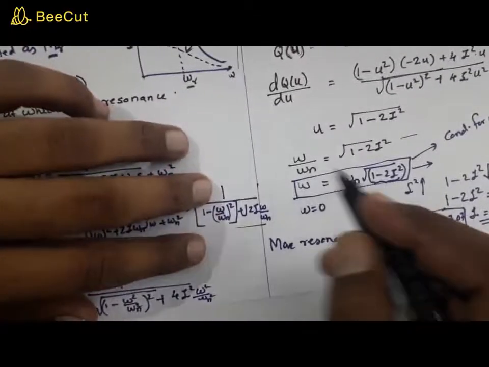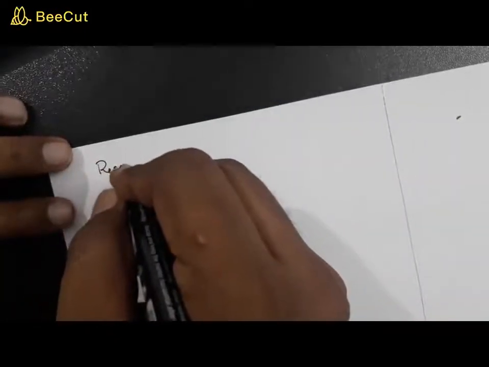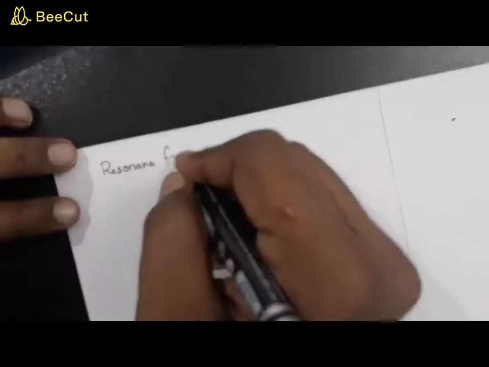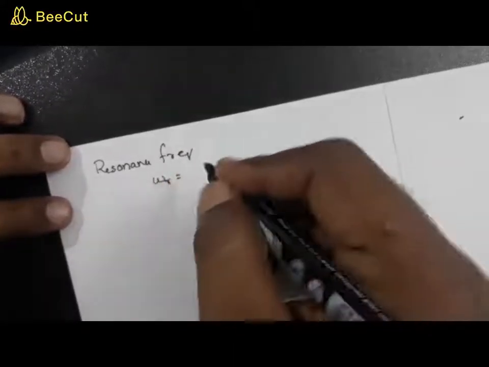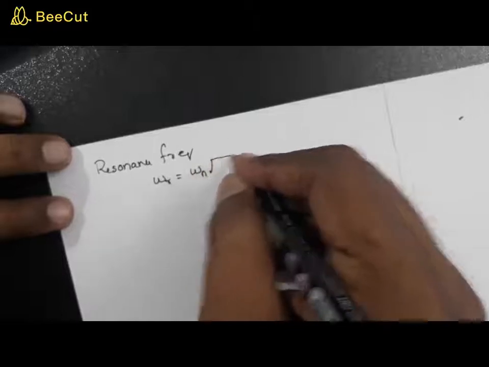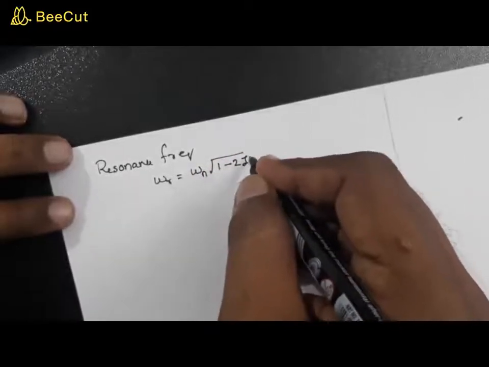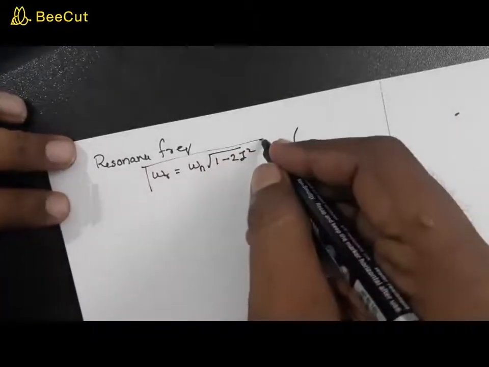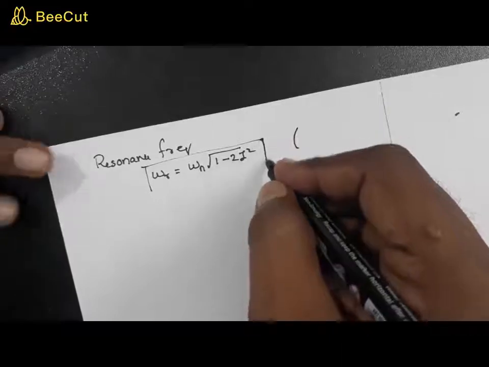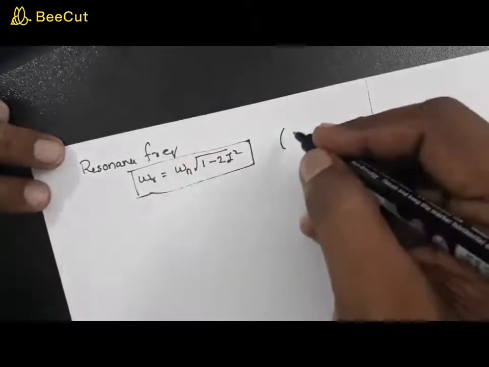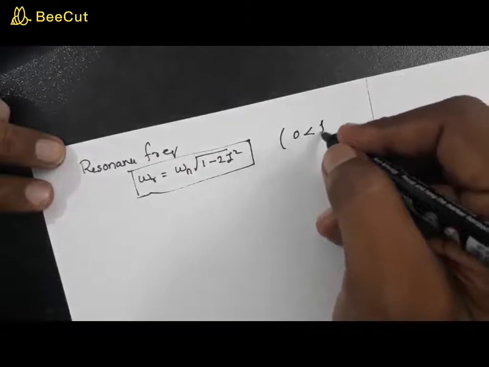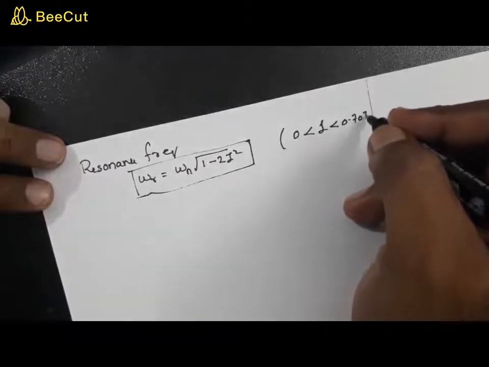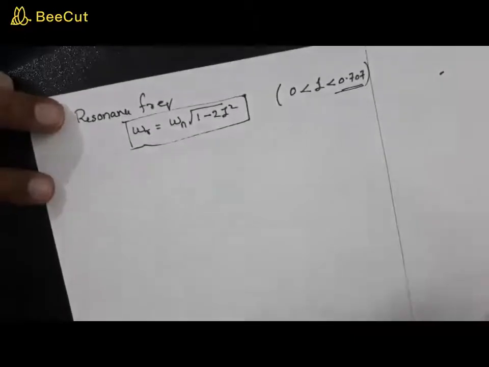So now we have seen that this omega is the frequency at which the maximum resonance occurs, and that is what is called the resonance frequency. So the resonance frequency omega r is equal to omega n, which is the natural frequency, times root of 1 minus 2 theta square. Do remember, this is the equation for maximum resonance, or the peak resonance, and this is valid only for theta less than 0.707. This observation is very, very important.